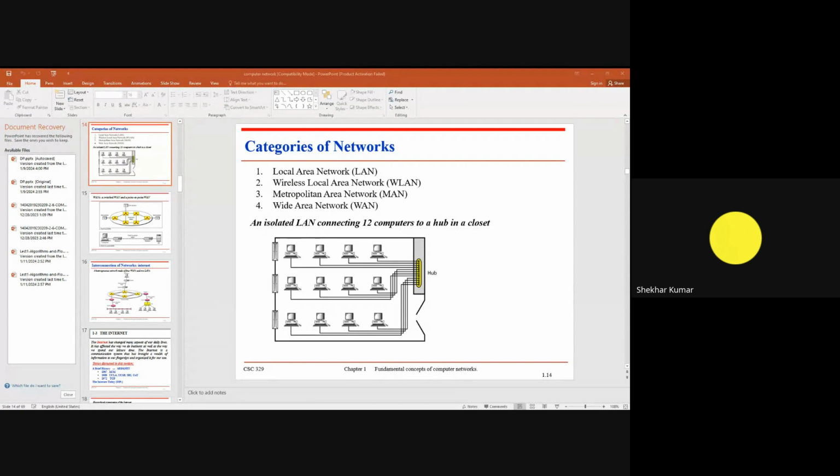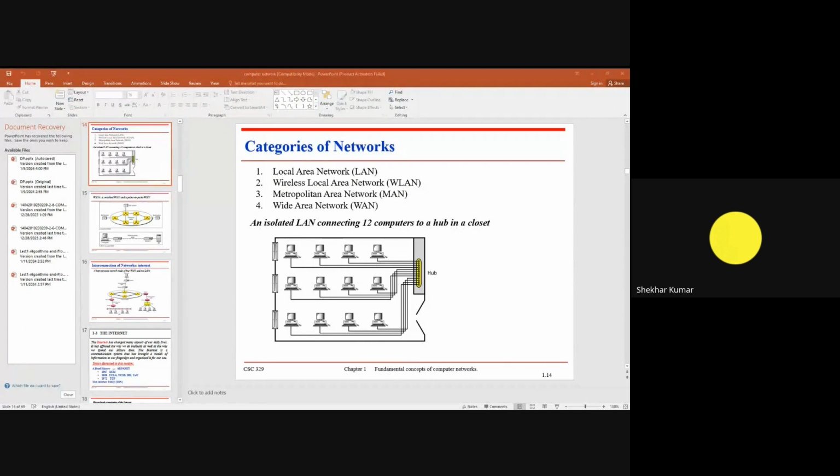At first, we will discuss LAN. What is LAN? If the computers are located in the same room, the same floor, or the same building, and are connected to form a single network to share data and resources, then we use the LAN, local area network. LAN is generally limited to a specific geographical area of less than 2 kilometers.